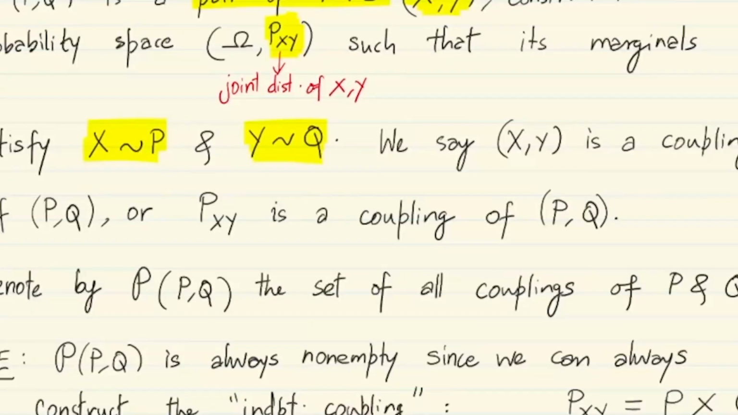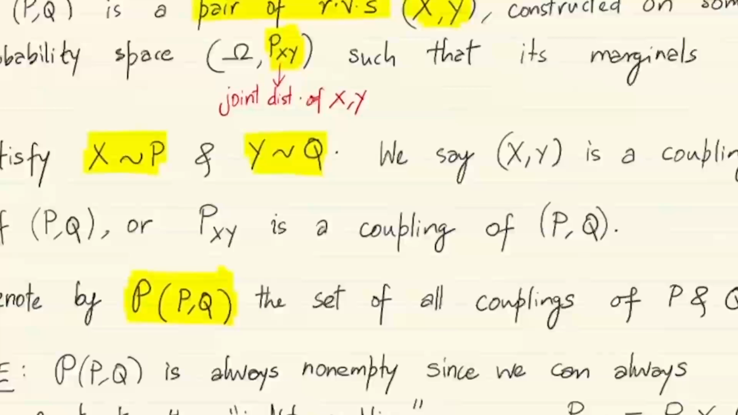We will also find it very convenient to denote by calligraphic P of (P, Q) the set of all possible couplings of P and Q. So this is an abstractly defined set, but anytime that you can define a probability space with a joint distribution for two random variables with the individual marginal distributions being P and Q, any such construction in some sense is assumed to belong to this calligraphic P(P, Q).